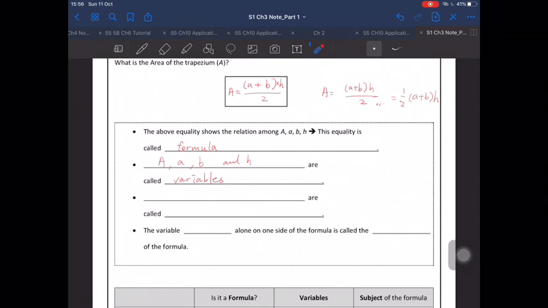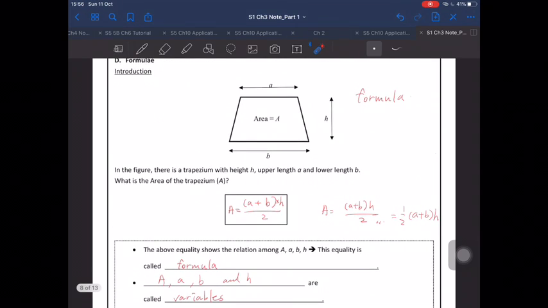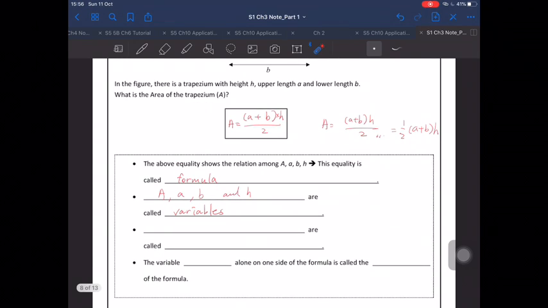Why does it call variable? It is because we will put different values in A. That means the upper length of the trapezium will not be the same. Therefore, we have different lengths of the upper length. So therefore, the value of the variable A will be changed. So therefore, we will say this is a variable. So and then for 1 over 2, we will say this is a constant. Okay? You will find that 1 over 2 here.